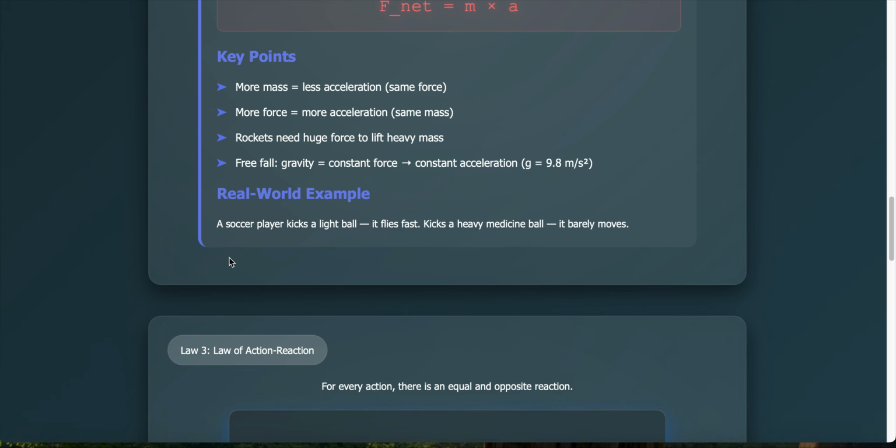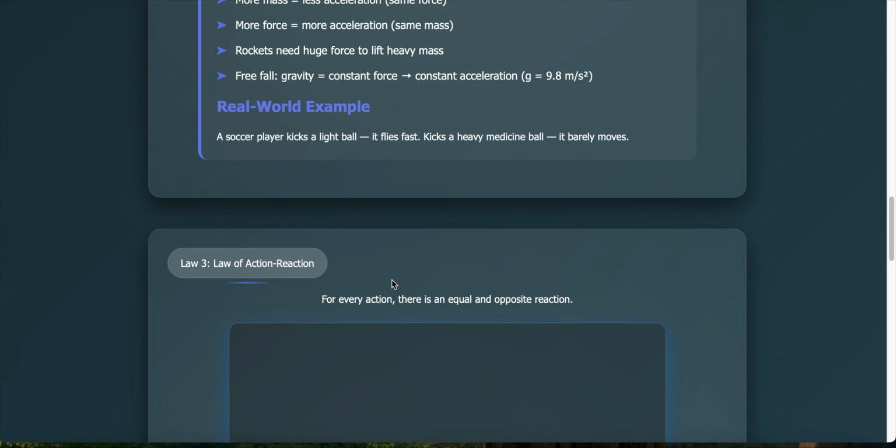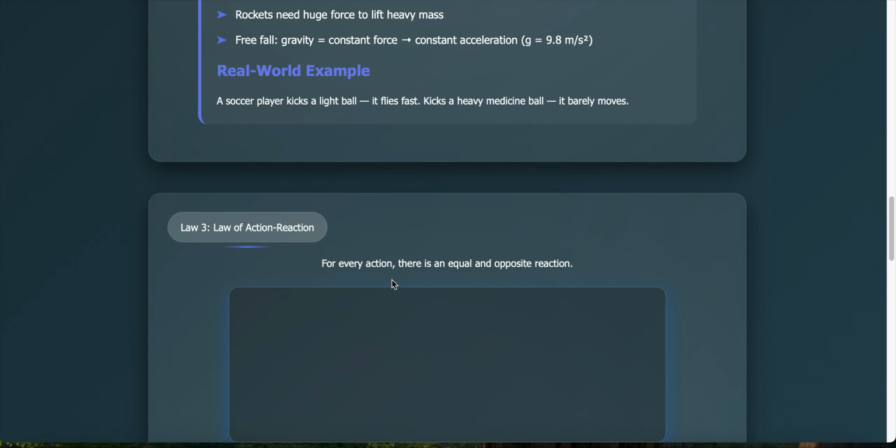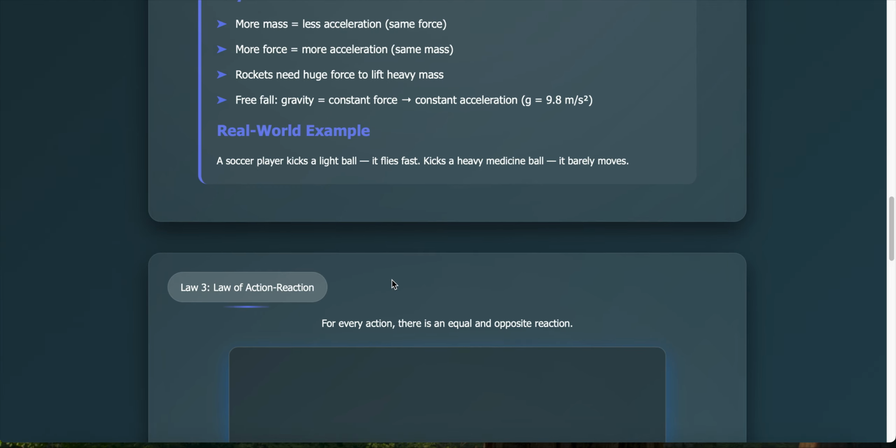Now a real world example: a soccer player kicks a light ball and it goes fast, but kicks a heavy ball and it barely moves. Those who play soccer know this very well. Otherwise, there are so many real world examples of F equals ma.